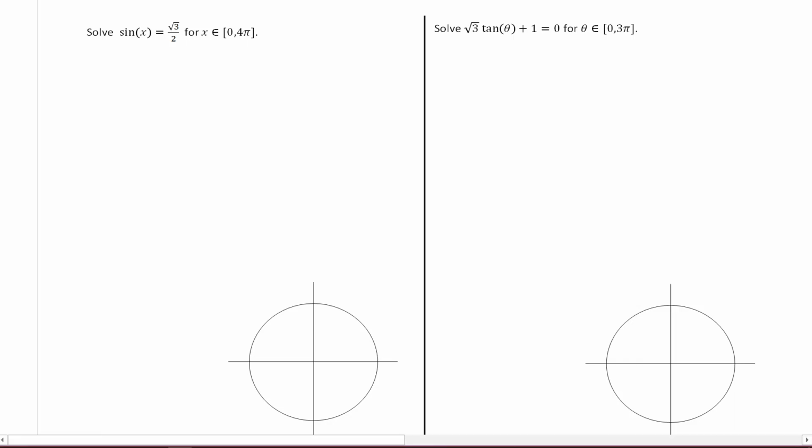Welcome to part 2 of this lesson. Let's look at the question that we've been given here. It says solve sine of x is equal to the square root of 3 on 2 for x is an element of 0 to 4 pi.